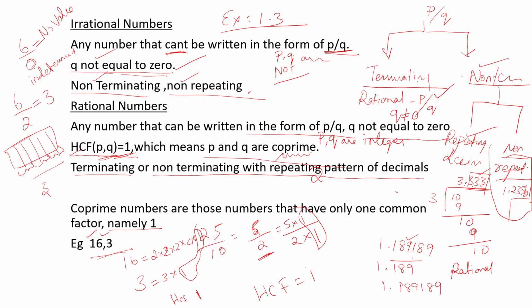So a rational number in simplified form, the HCF will always be equal to 1. Okay, so this is the concept. Hope it is clear.